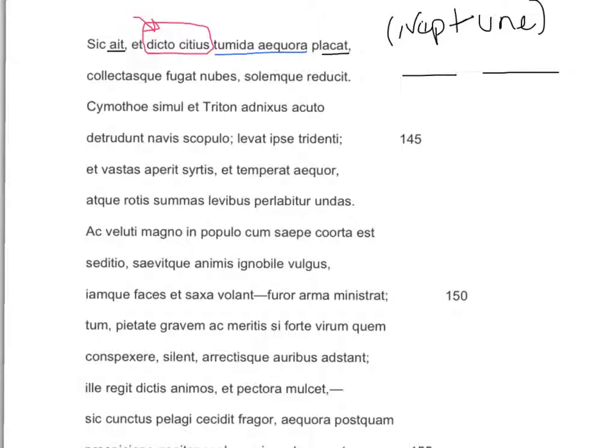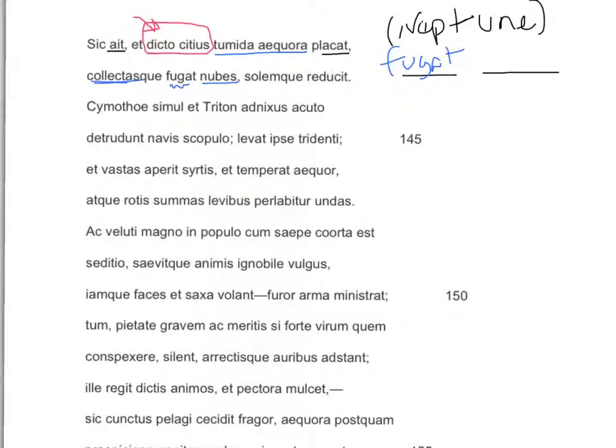Now let's look at the second line. Collectasque fugat nubes. Ooh, cool, another noun-adjective pair. Virgil doesn't put them close together, but we are Latin geniuses and we are not going to be fooled. Notice collectas and nubes are accusatives. So we have another instance where Neptune is doing something. Fugat, of course, is a verb. So Neptune does the verb fugat to the collected clouds. Again, take a peek at your vocab and see what he does to the collected clouds.